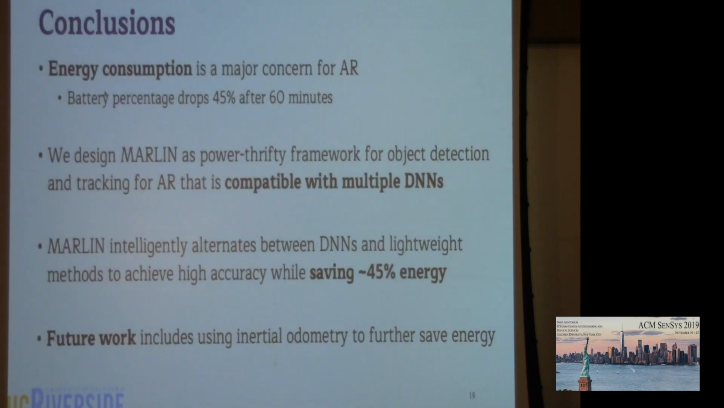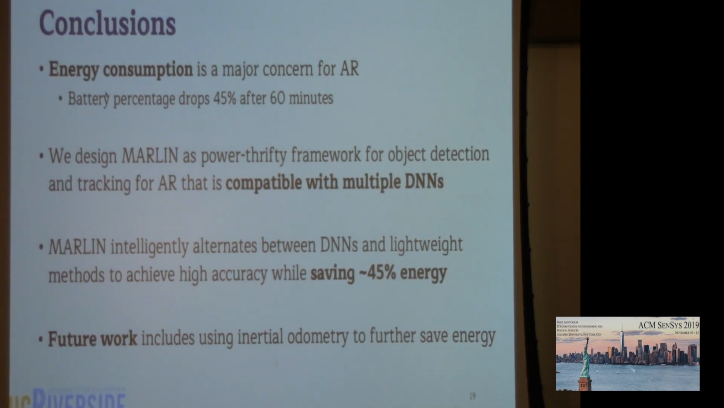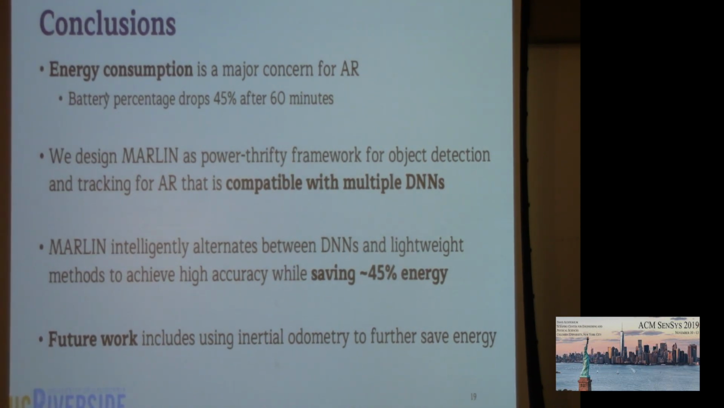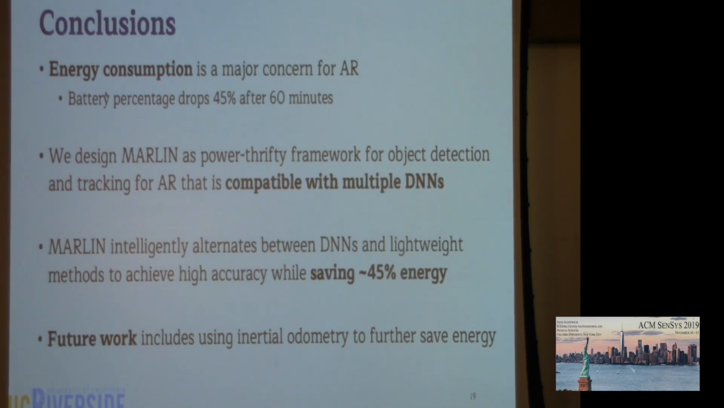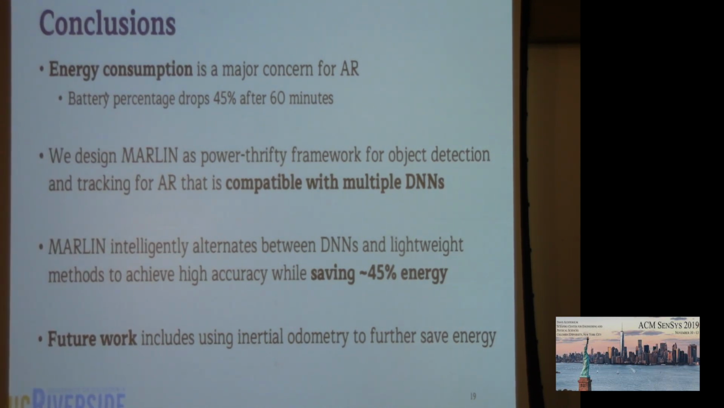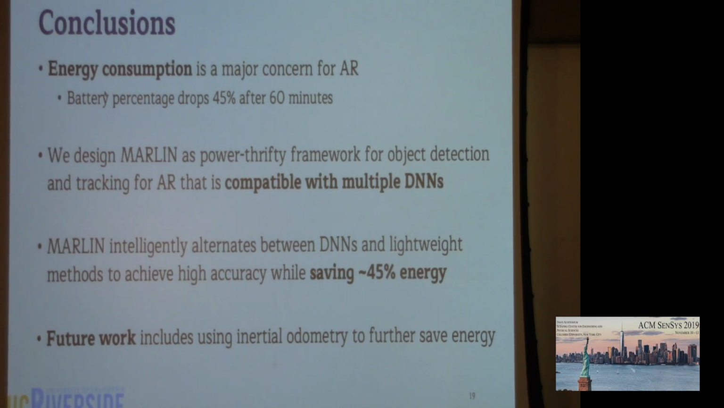So, in conclusion, energy consumption is a major concern in AR. As you saw in the beginning, the battery dropped 45% after just 60 minutes of using this app. We designed MARLIN to be power-thrifty object detection and tracking for AR, compatible with multiple DNN models. It intelligently alternates between DNN and lightweight methods to achieve high accuracy while saving around 45% of the energy.